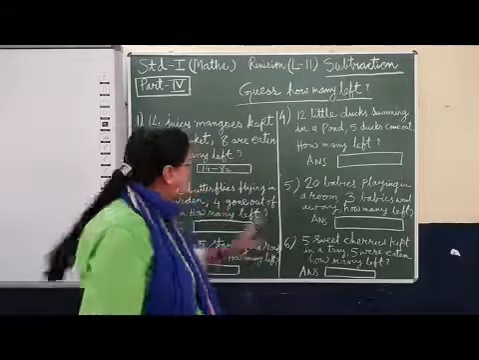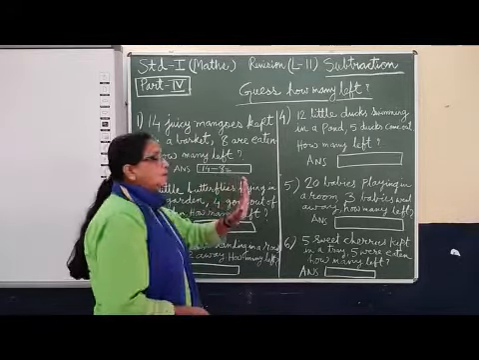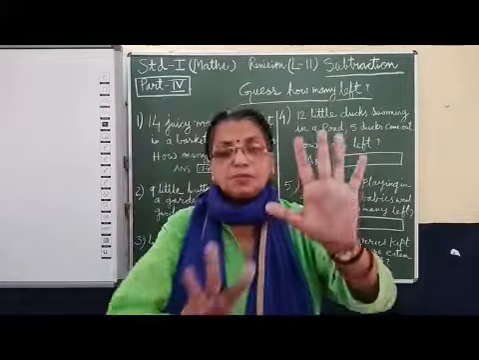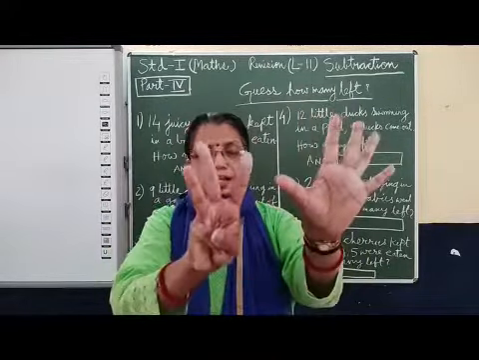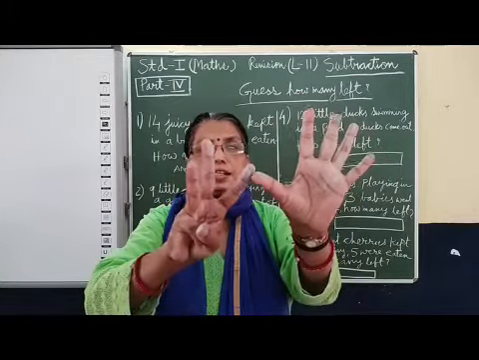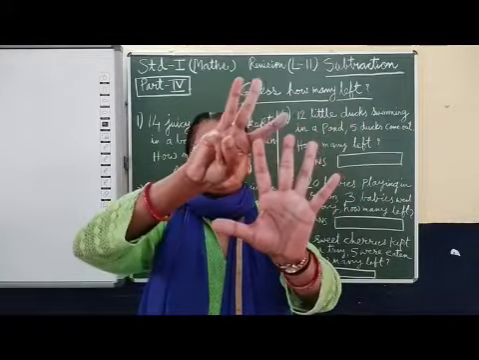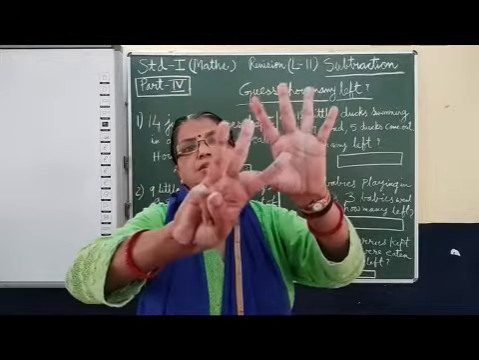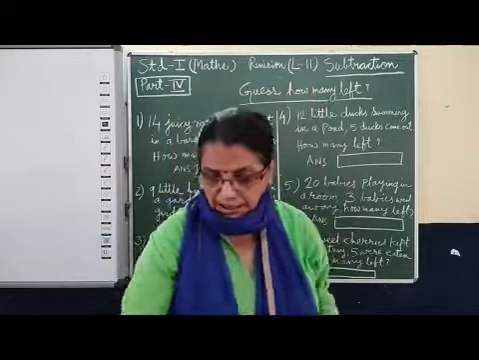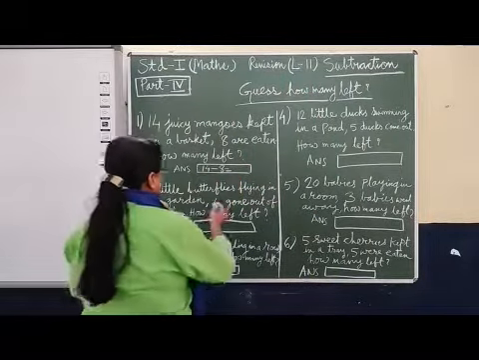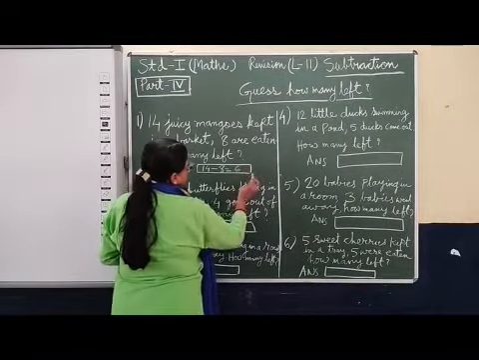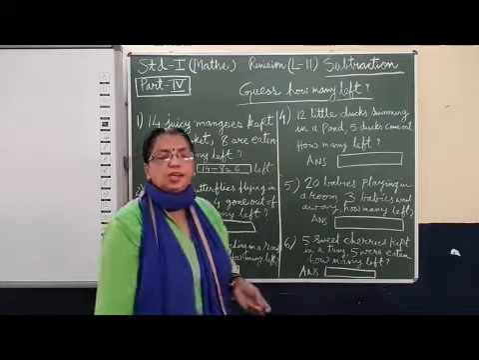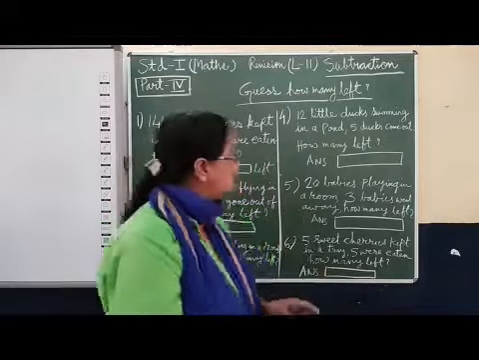That means you have to count 8 steps before 14. This is 8, 5 plus 3, 8. So before 14: 13, 12, 11, 10, 9, 8, 7, 6. 6 will be the answer. 6 left. Clear? Very easily we can find out with our hands.